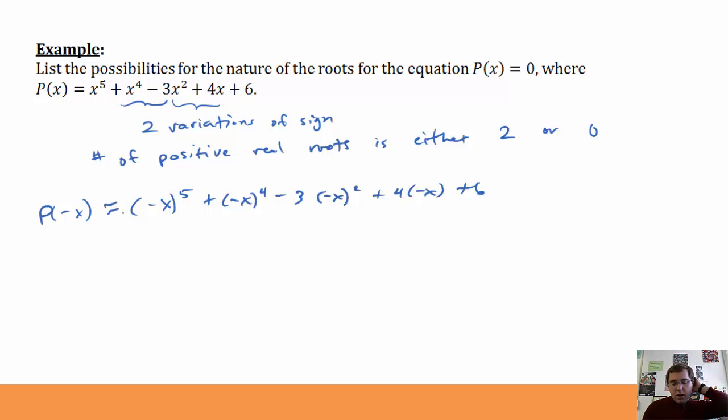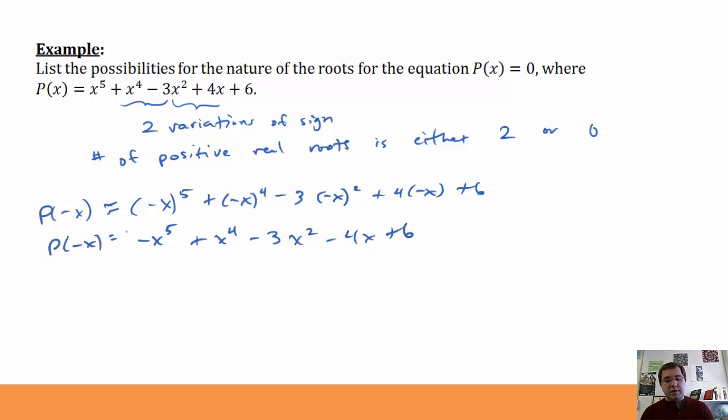So p of negative x is what I get when I plug in negative x for x in my equation. A negative to an odd power is always negative, a negative to an even power is always positive. So that's the trick here. Negative x to the 5th is just going to be negative x to the 5th. Negative x to the 4th is just going to be x to the 4th. Minus 3 times negative x squared is going to be x squared. And then negative x times 4 is negative 4x plus 6.